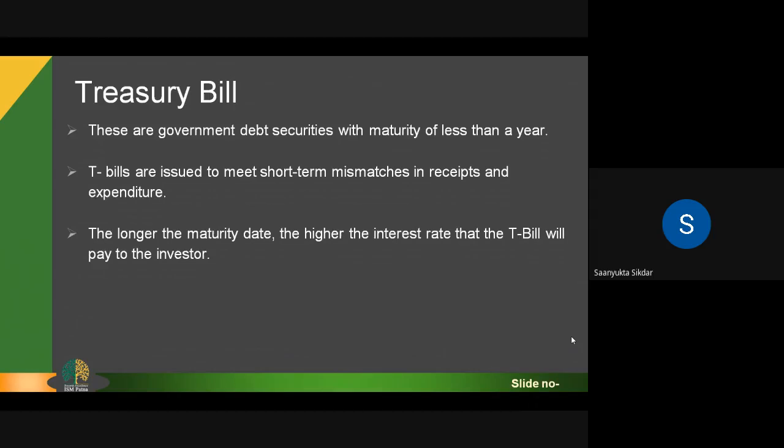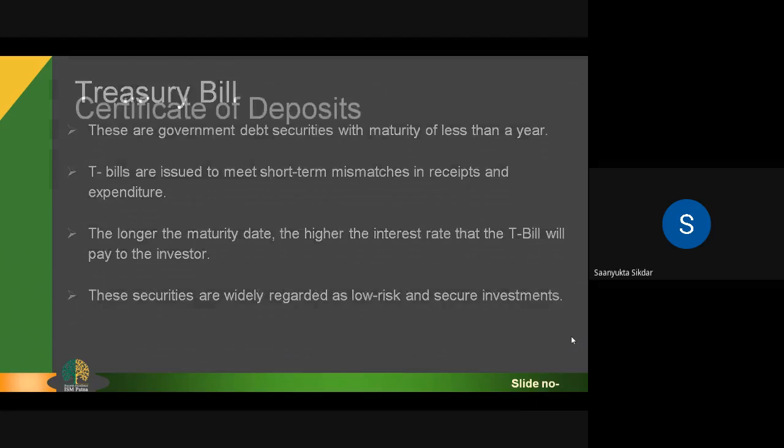The longer the maturity date, the obviously higher will be the interest rate that the T bills will pay. So depending on the maturity date, those T bills which have a lesser maturity date, their interest rates are usually lower, and those with the longer maturity have an interest rate more than that. Now, these securities are widely regarded as low risk and they are highly secure investments.